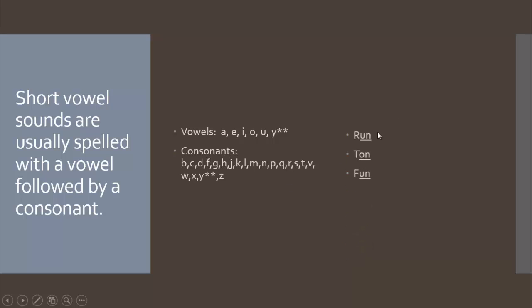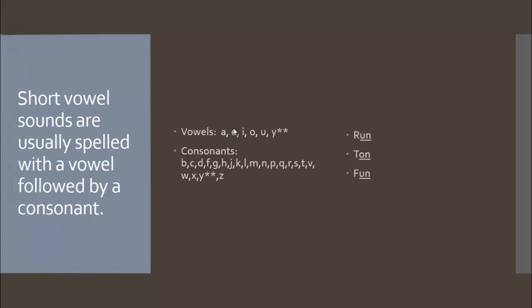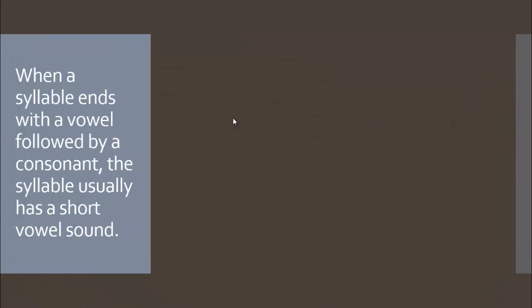So, in words like run, ton, fun, we have the vowel, so U in run, O in ton, and U in fun, and it's followed by the consonant N. So we know, as we try to read that word out loud, that the vowel sound is a short vowel sound. And so, because we know in short words like this that if a vowel is followed by a consonant, it's a short vowel sound, we can apply that to bigger words.